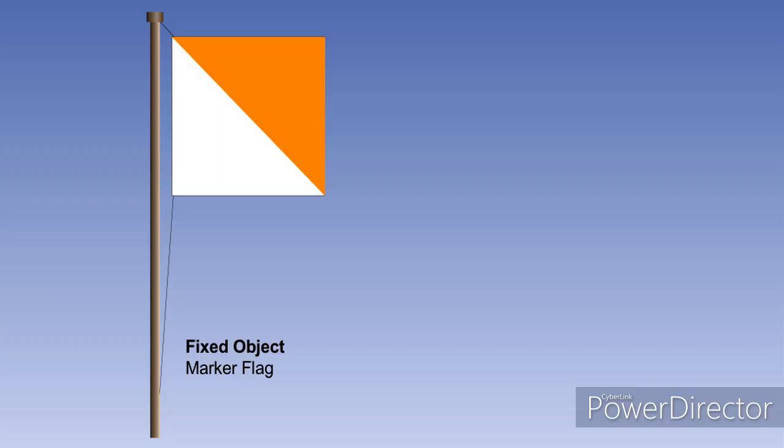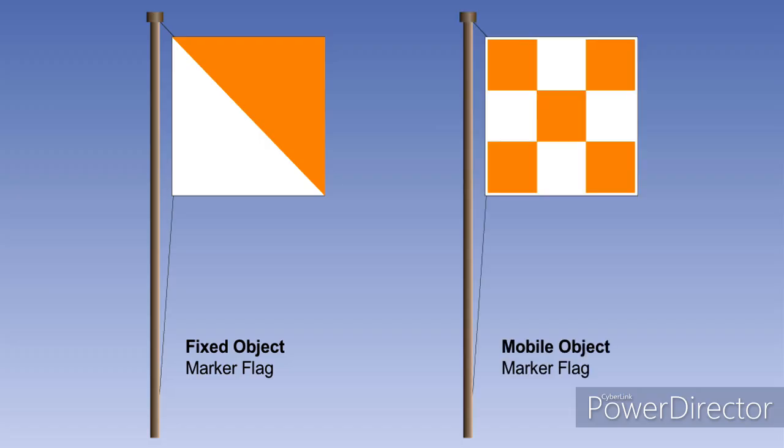When marking flags are used, they shall be placed around the top of any obstacle. They will be used to mark fixed objects and be orange or red in colour, or a combination of two triangular sections, one orange, one white, or red and white. When using flags to mark mobile objects, they will be of a checkered pattern of red and white or orange and white.